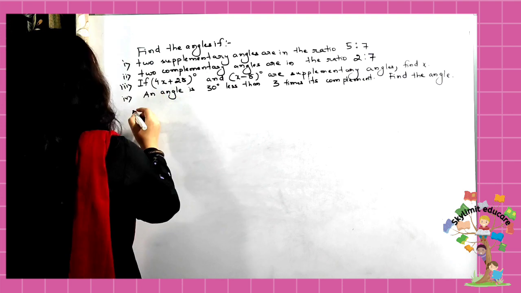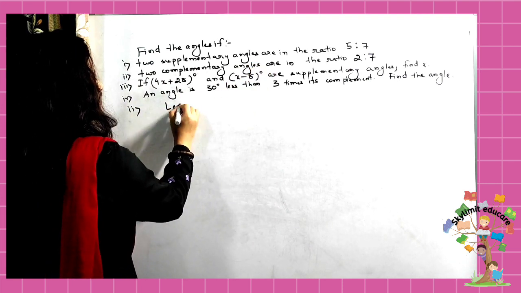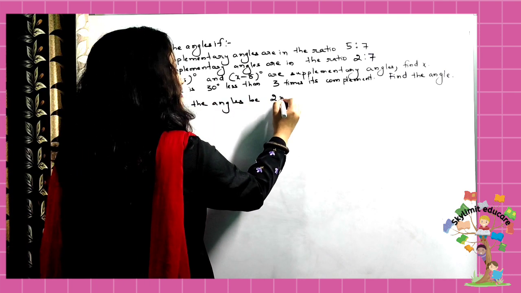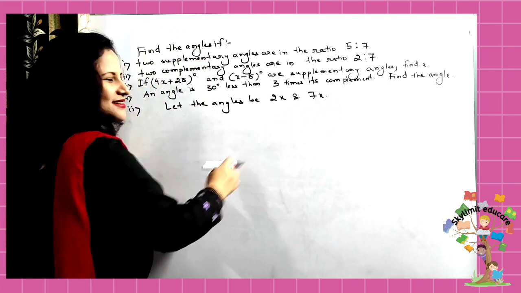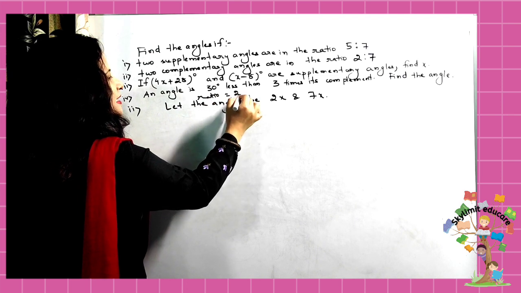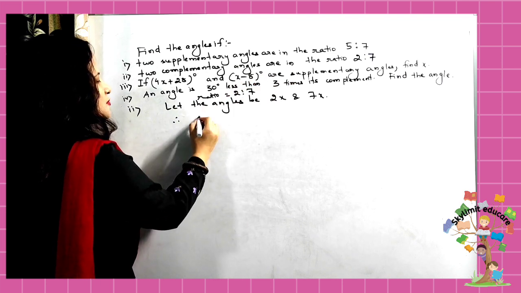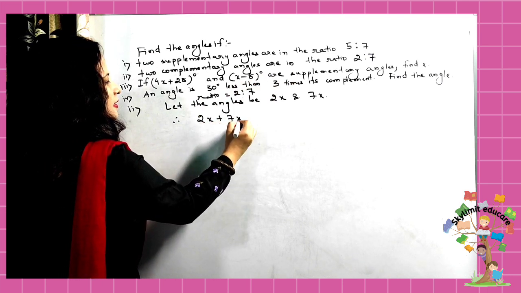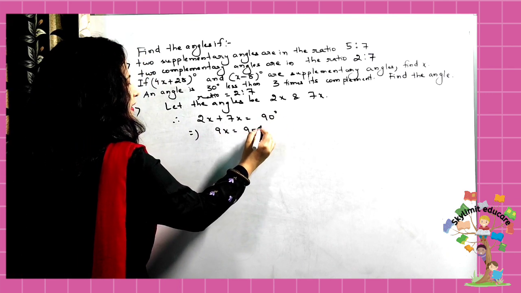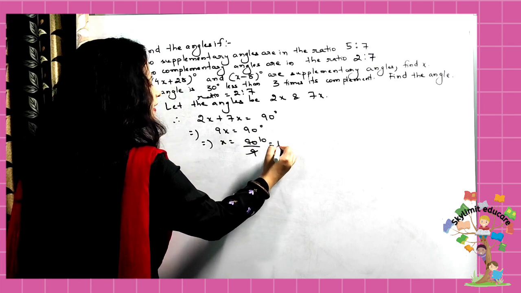Bit number 2. Two complementary angles. So the same method we will follow. You can do the other method if you want. Let the angles be 2x and 7x, as per the ratio. Ratio is given to us as 2:7. Now complementary means the sum should be equal to what? 90 degree. So 9x is equal to 90 degree. x is equal to 90 divided by 9, that is equal to 10 degrees.